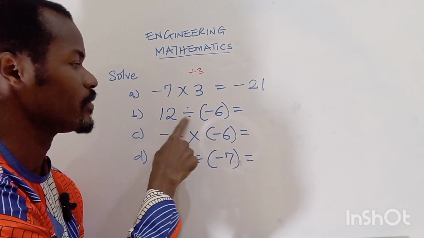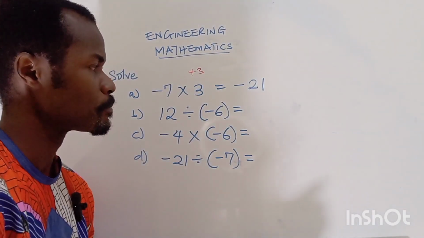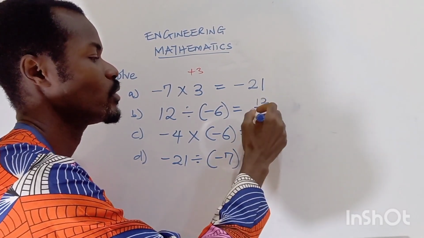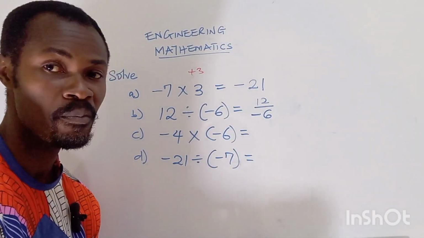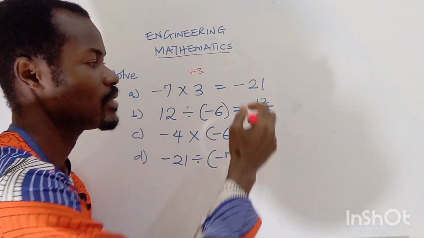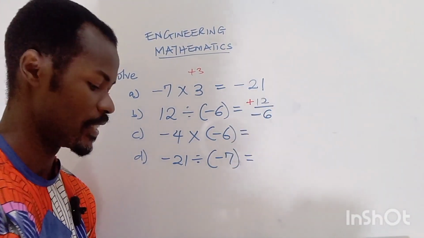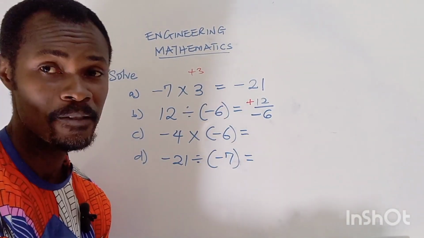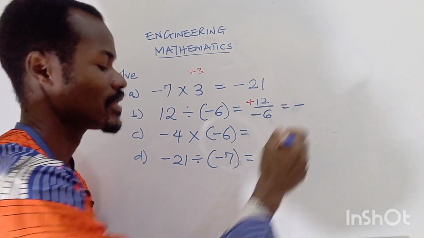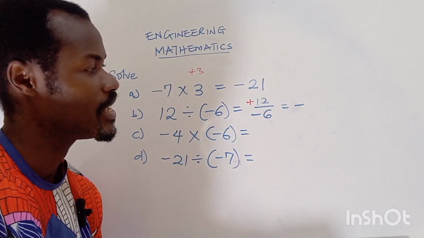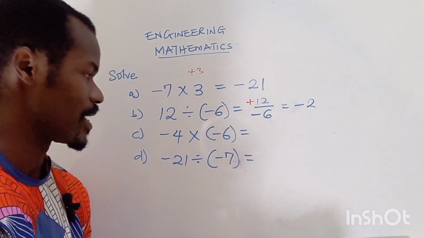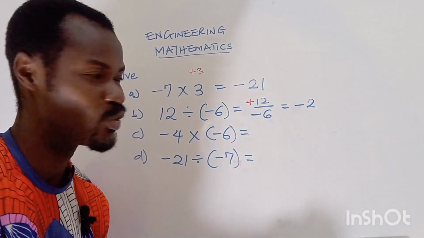Now we have 12 divided by minus 6 in brackets. Now we can write it like this. So we have 12 divided by minus 6. Now, what about the 12? What sign does the 12 have? 12 simply means plus 12. So first we want to divide the signs. Plus divided by minus is going to be minus, since the signs are not the same. And 12 divided by 6 is 2 times.